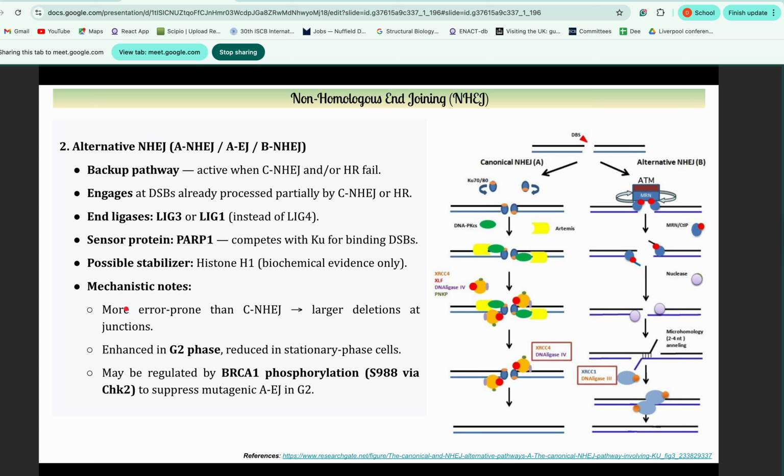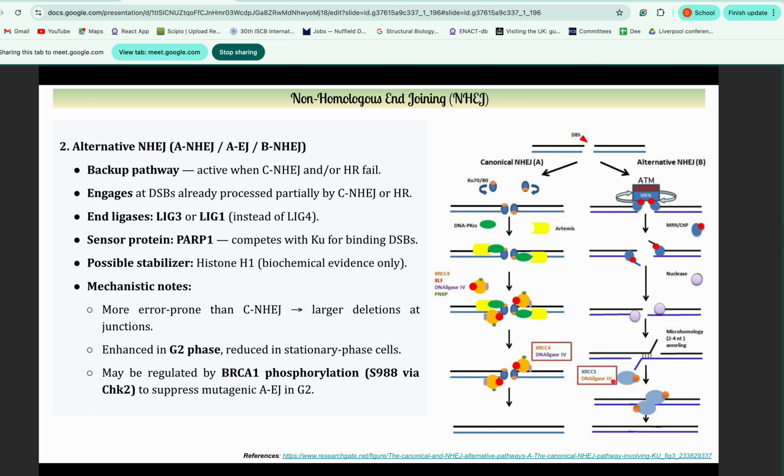If we talk about the outcome of alternative non-homologous end joining, it is more error prone than the canonical NHEJ because of large deletions at the junctions. It is enhanced in G2 phase, reduced in stationary phase cells, and it may be regulated by BRCA1 phosphorylation at S988 by CHK2, which is another protein, to suppress the mutagenic alternative EJ in G2 phase.